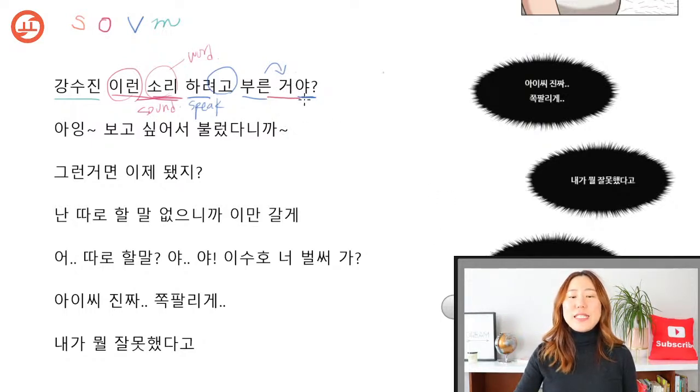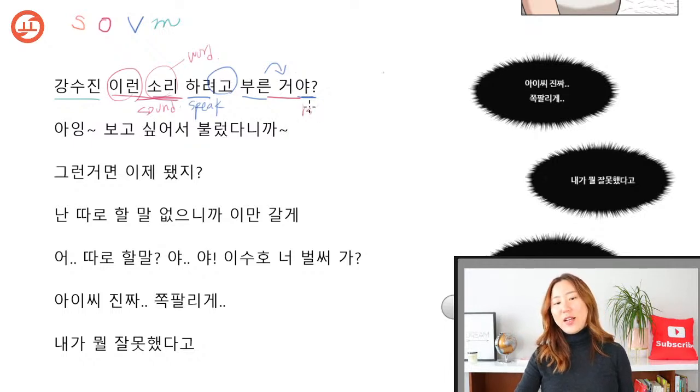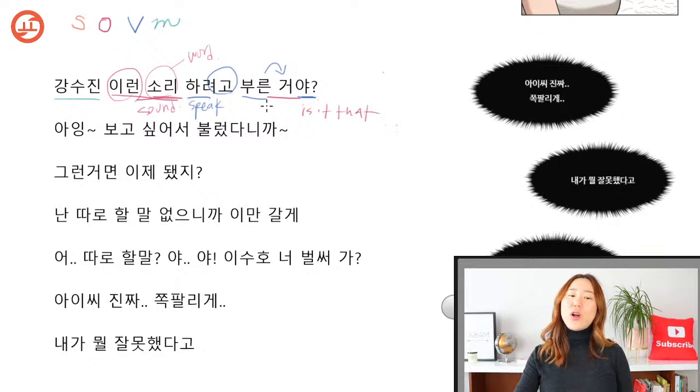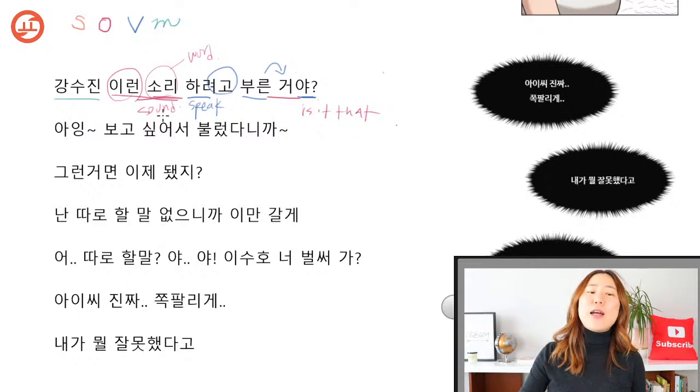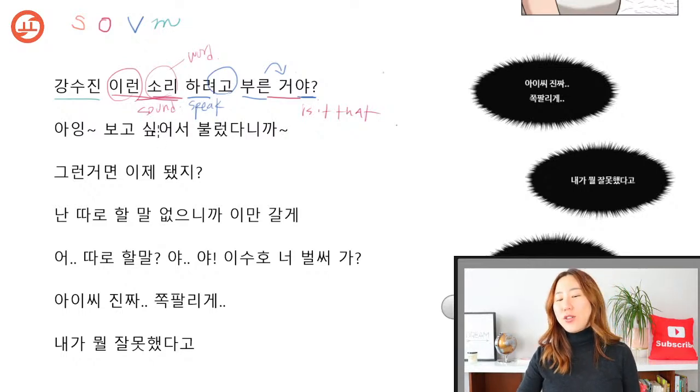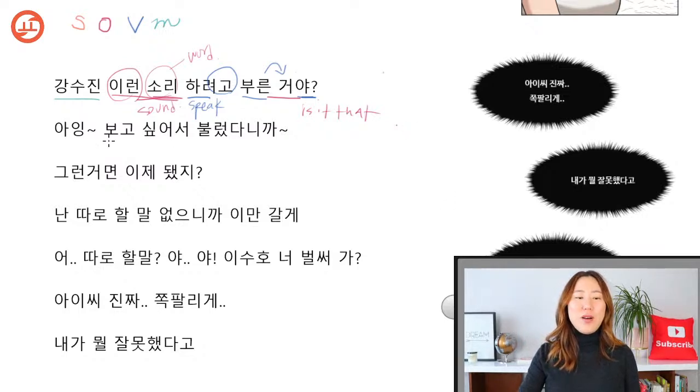So when you see this type of format, verb, adjective, 거야. Is it that? You can think of it as is it that? Is it that you call me to try to tell me this type of words? Tries to talk to me this kind of things. 아니, 보고 싶어서 불렀다니까. 보고 싶어서 I wanted to see you. Because I wanted to see you, I called you.